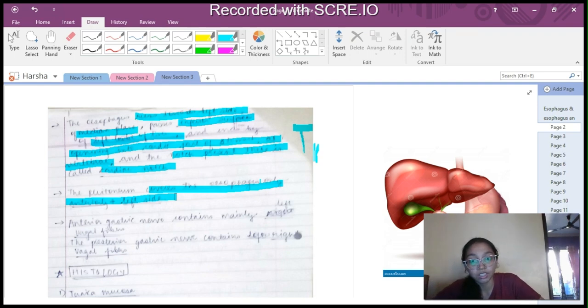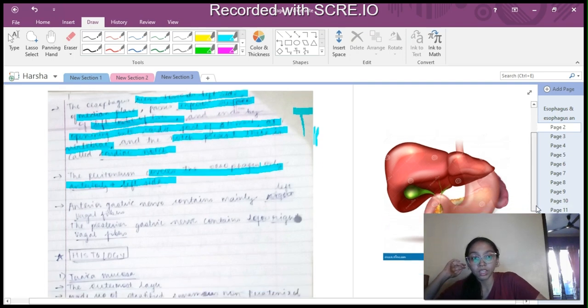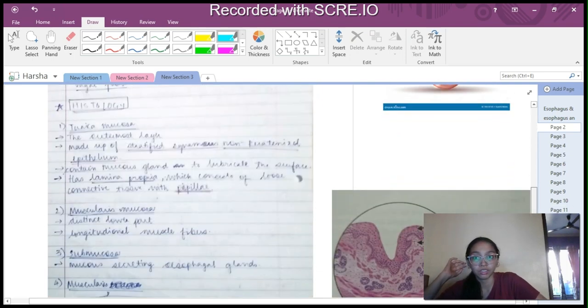Anterior gastric nerves contain mainly the left vagal fibers, and the posterior gastric nerves contain the right vagal fibers. Let's look further. Then, what is the histology of the liver? Whenever any organ or viscera is given, it is very important to mention the histology at the end, as well as the clinical anatomy. So first histology and then clinical anatomy.